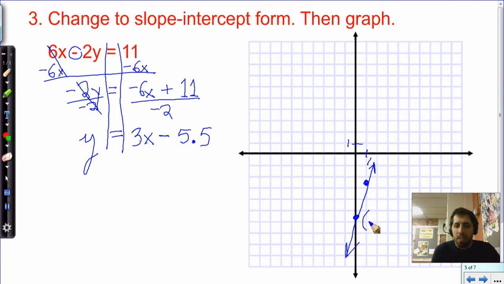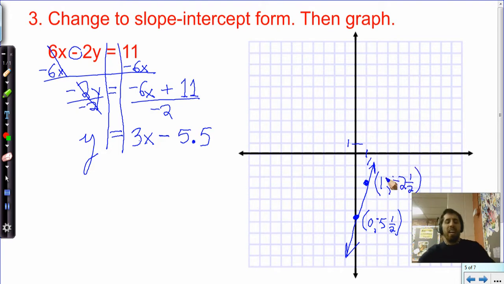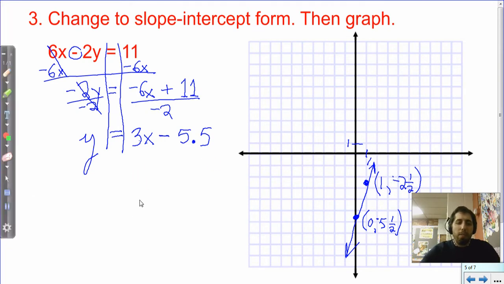What are these points? This is 0, negative 5.5. And what's this one? It's 1. We went 1 to the right, and we went up 3, so that'd be negative 2.5. And that's exactly where we are. So there we go. We've practiced converting different forms. We've practiced using our equation rules. We've also practiced graphing intercepts. And these are all things that standard form is great for.